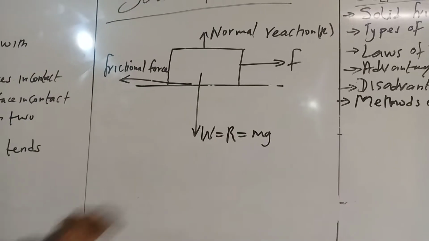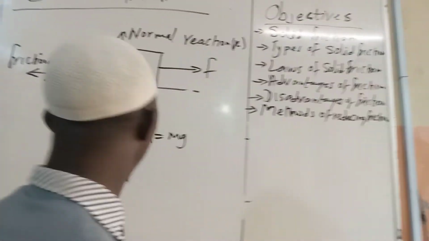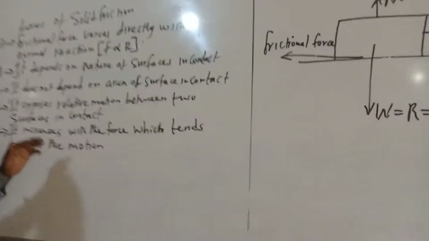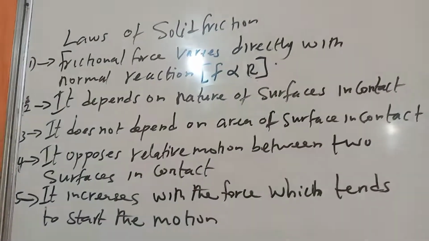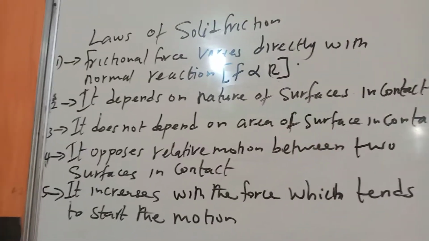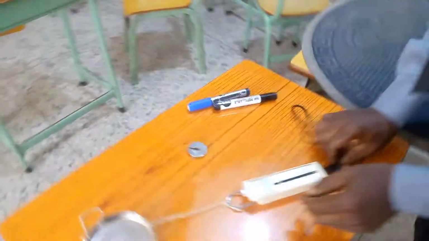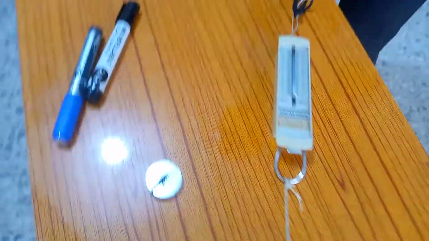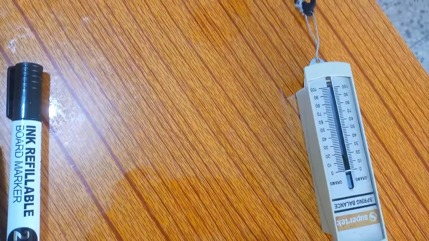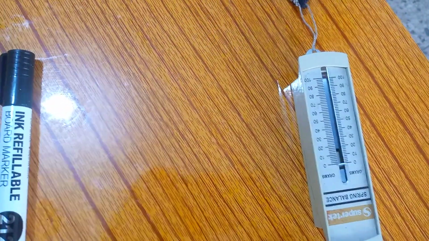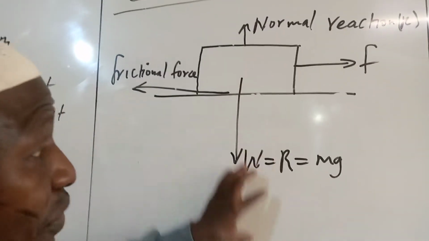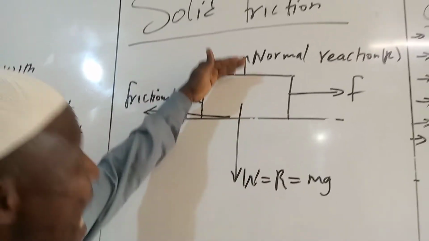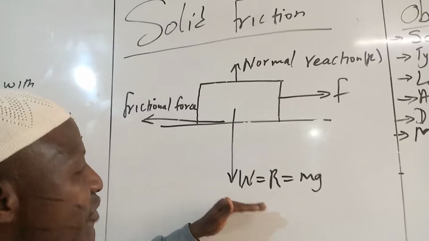Then we have laws of solid friction. What are the laws? The first one says frictional force varies directly with normal reaction. So let's put it in practice. So look at it. When you have a body like this, frictional force varies directly with normal reaction. Don't forget, look at this diagram. The normal reaction is the same thing as the weight of the body. Which means the higher the weight of the body, the higher the frictional force.